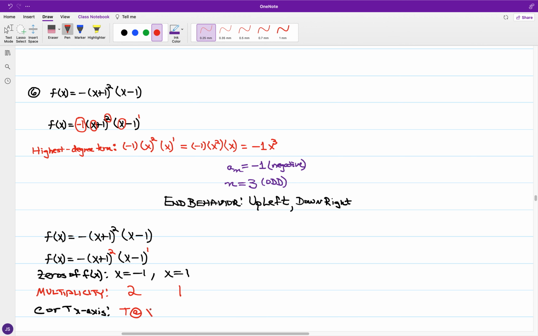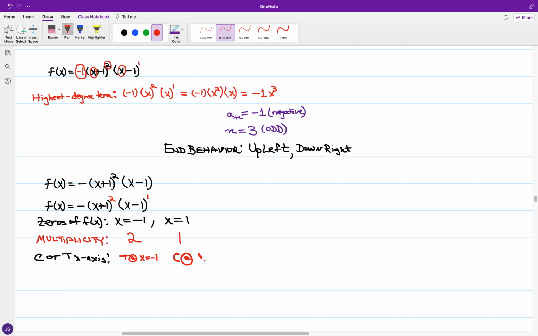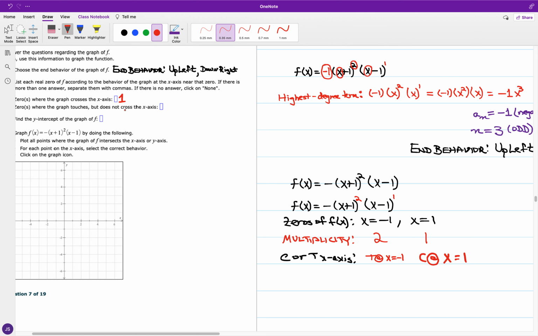And in the case of x equal to 1, the multiplicity of that zero is going to be 1, which is odd. For zeros of odd multiplicity, the graph is going to cross, so it crosses at x equals 1. So the zero where the graph crosses the x-axis is at 1, and where the graph touches but does not cross the x-axis is at -1.